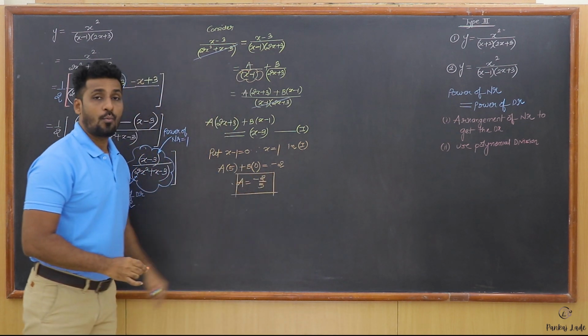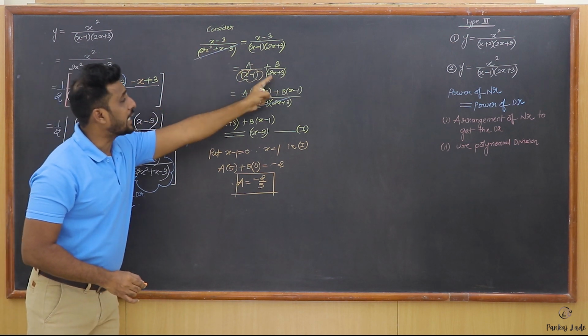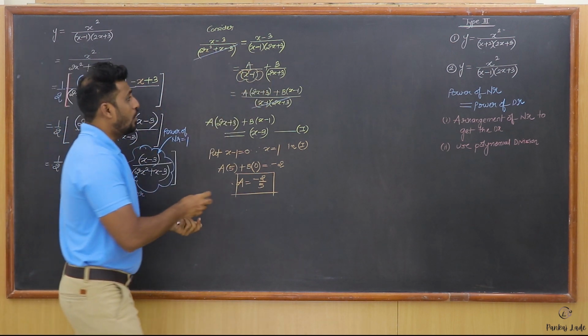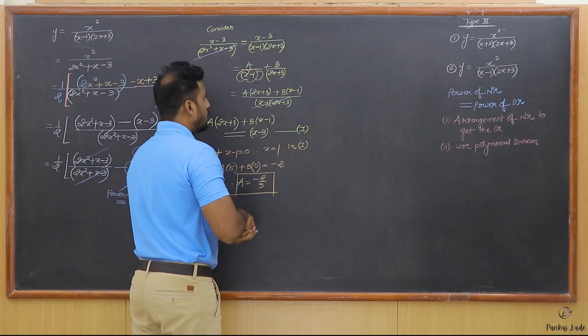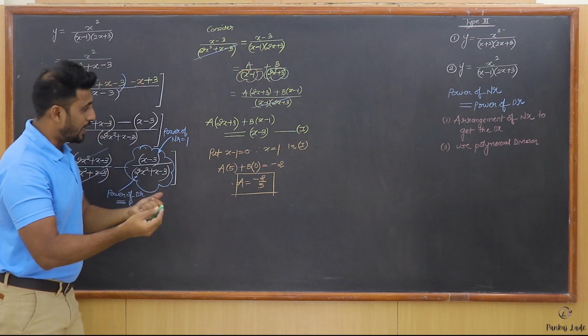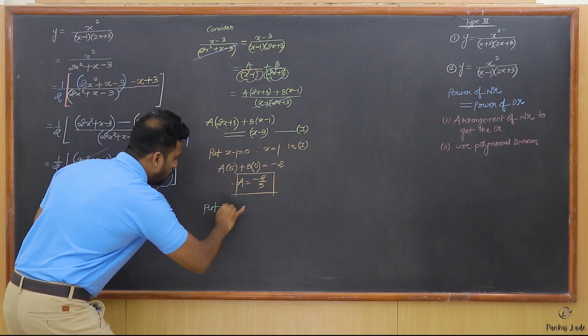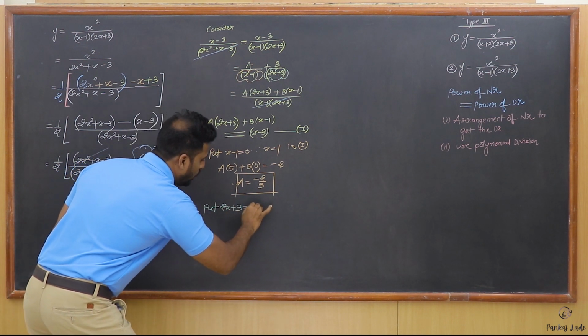A has come minus 2 upon 5. So that is when the first factor was taken equal to 0. Now let's take the second factor. Who is the second factor now? Students, the second factor is 2x plus 3, isn't it? The second factor is 2x plus 3. So let's take 2x plus 3 equal to 0. So I'm going to now put 2x plus 3 equal to 0.